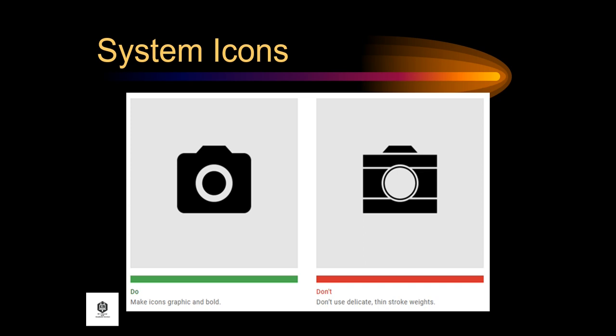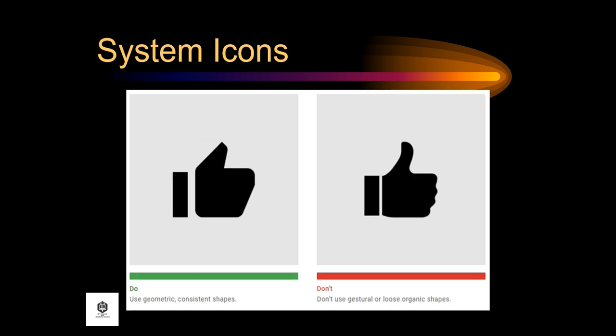So here's a sample of system icons, the do's and the don'ts. For the do, make icons graphic and bold, and don't use delicate thin stroke weights. Another is, for the do, use geometric consistent shapes. Then don't use gestural or loose organic shapes.